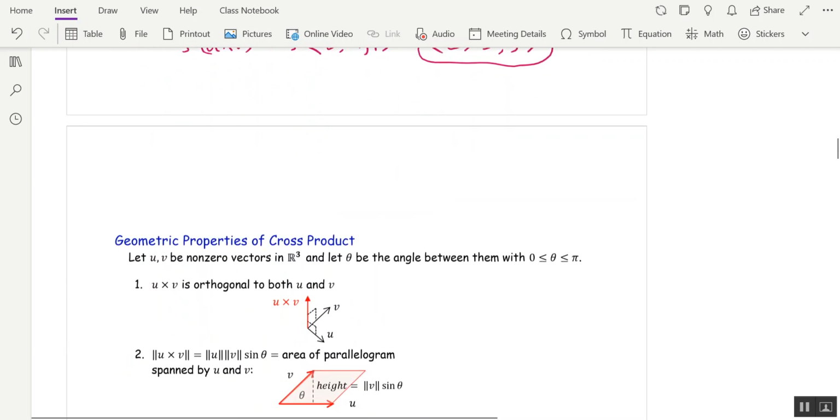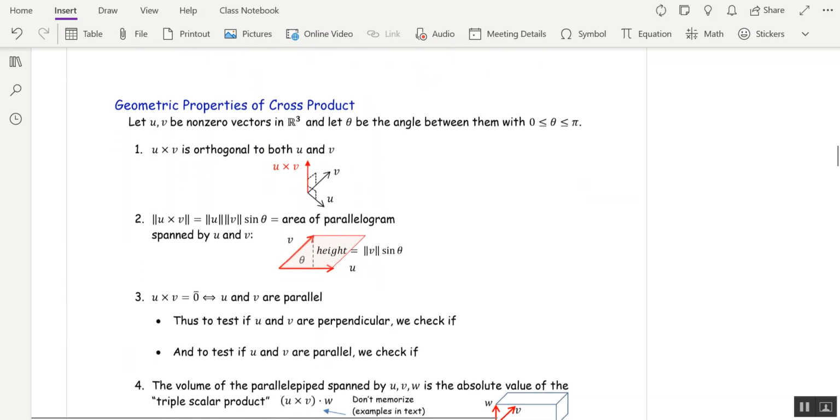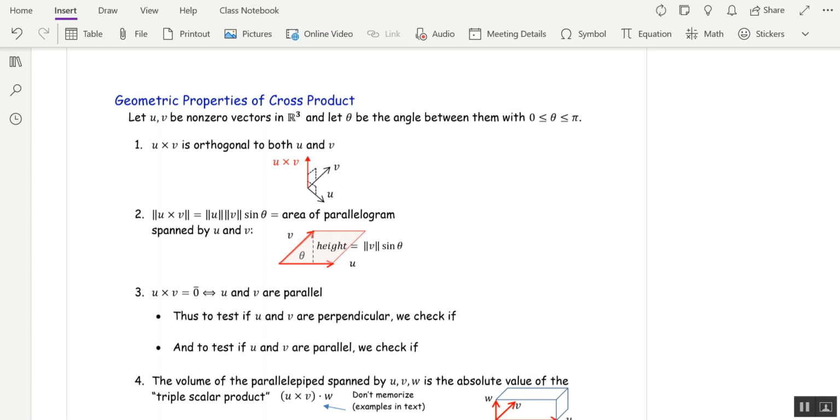Okay, geometric properties of cross product. First, u cross v is orthogonal to u and it's orthogonal to v. That's great because we're always going to want to be finding a vector that's orthogonal to two other vectors. So what this means, if I state it mathematically, u cross v, if I dot it with u, I'm going to get 0. And if I dot it with v, I'm going to get 0.